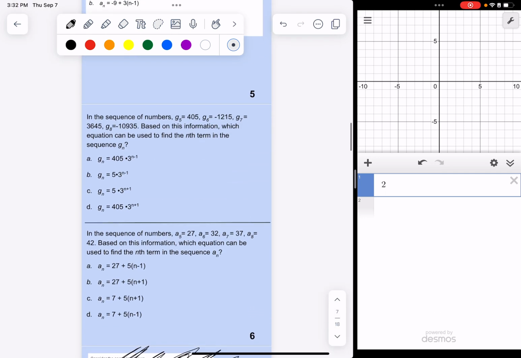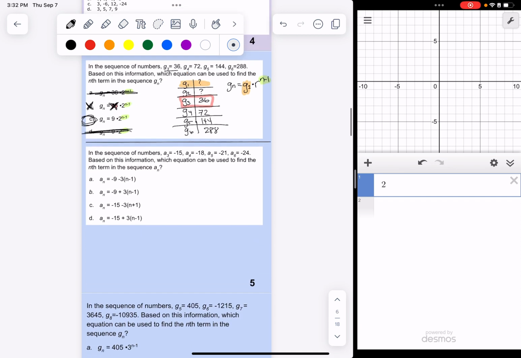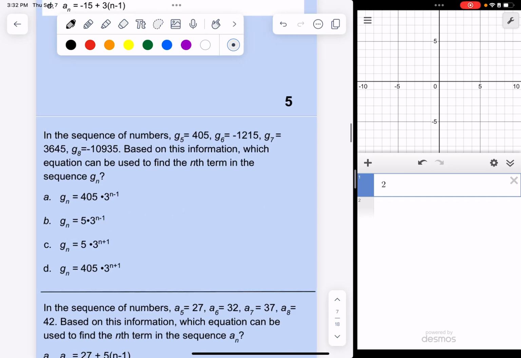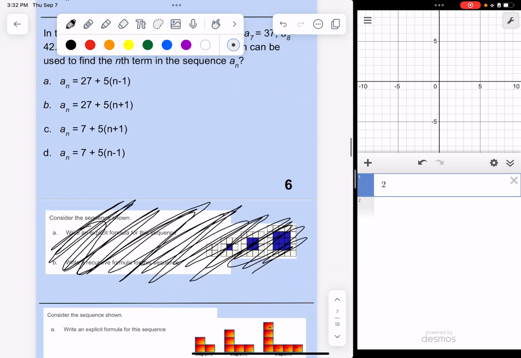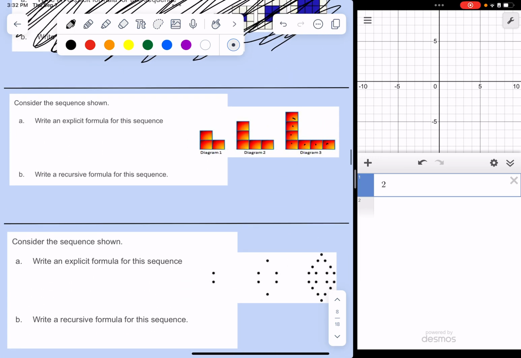Okay. That was question 5. Question 6 is the same kind of setup, so I'm not going to do the example, but it's very similar to the one I just did. The next one is, consider the sequence shown. Write an explicit formula and a recursive formula. First, I have to determine, is this arithmetic or geometric?